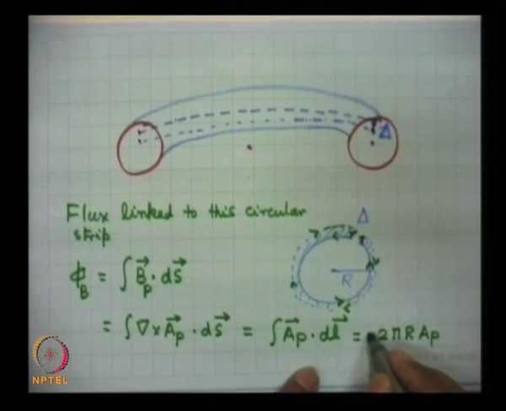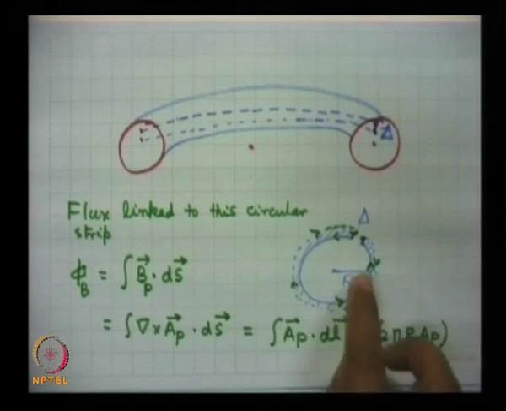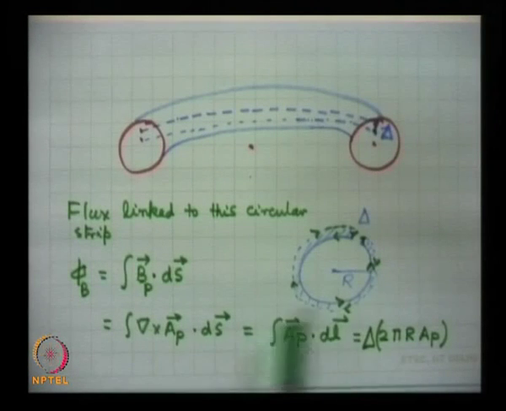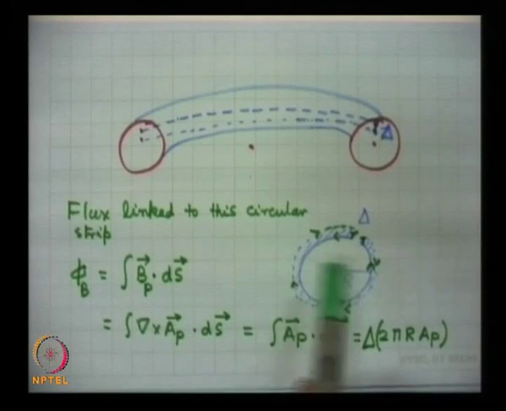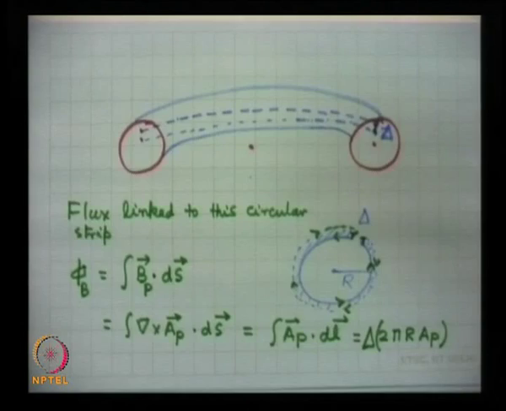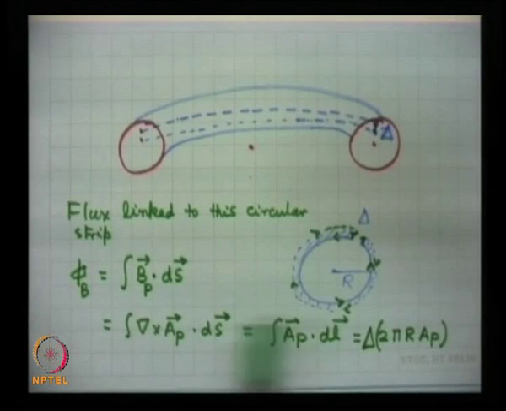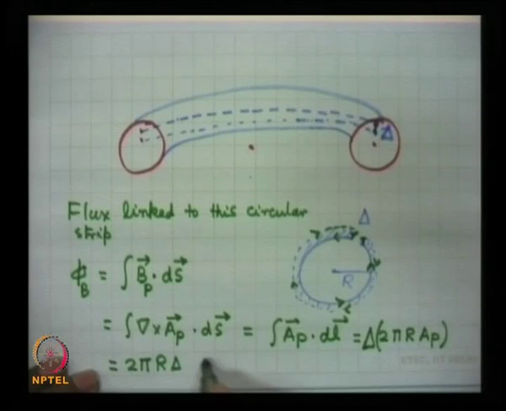Difference in this quantity, so let me call it delta, or change in this quantity. Because of the change in AP, there will be some finiteness in this integral. So the flux linked with a circular strip of height delta in z and radius r turns out to be so much. But actually how much? Just in this strip, suppose the value of the poloidal magnetic field is BP and the area is 2 pi r delta. So just put this equal to 2 pi r into delta into the poloidal magnetic field.